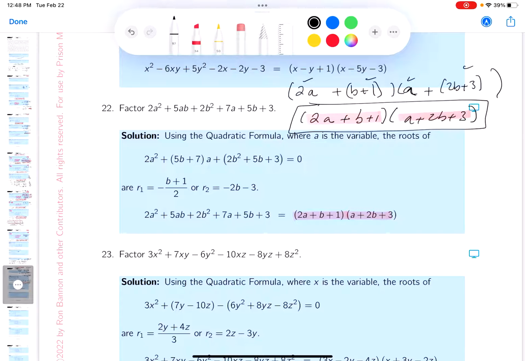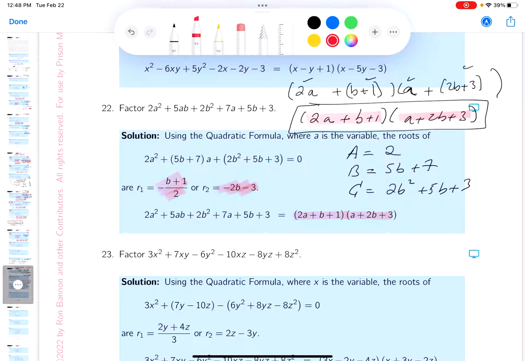I want to point out, I recommend, I've done quite a few already, but what's the A? When I say the A, the big A in the quadratic formula is 2. What's the B? Well, the B is going to be 5 lowercase b plus 7. The C is going to be 2B squared plus 5B plus 3, just like we did in the past, quadratic formula. And I'm hoping if you do use the quadratic formula, you get these things over here, right?